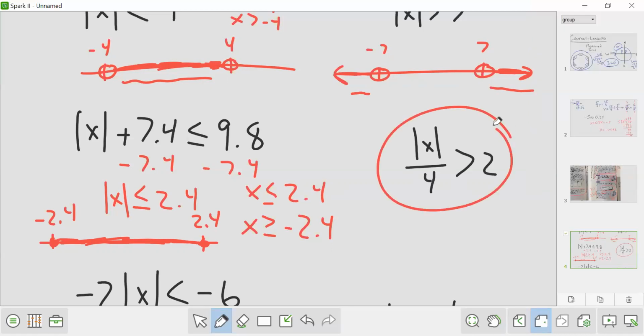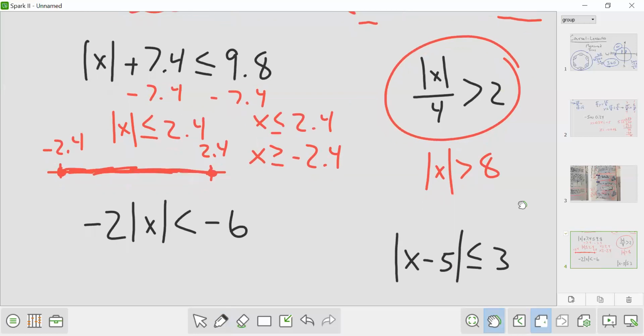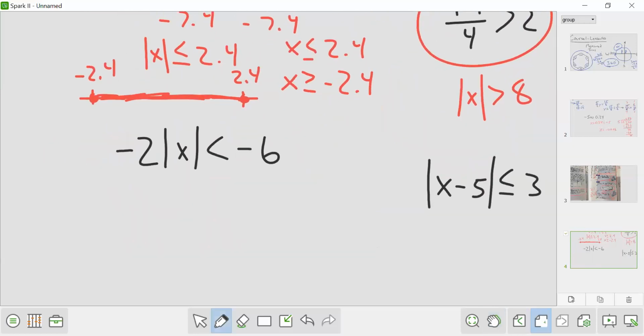You're going to do the same thing you would normally do. Over here, I would multiply each side times 4. I end up with absolute value of x is greater than 8. And you go through the same process that you would over there. I'm not going to do any more of that one. All right? Now over here, I have to divide by a negative 2, don't I? Is that going to change this sign right here?